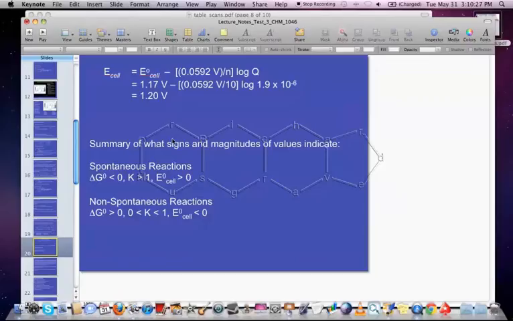Alright, while I've got you here, let me give you a summary of what the signs and magnitudes of values indicate. If we look at delta G naught, delta G naught is less than 0, that's a spontaneous process. E naught cell greater than 0, that's also spontaneous. When K is greater than 1, what we're saying is that there's more products than reactants, so we're looking at that as being spontaneous as well. Non-spontaneous processes, delta G is positive. K is between 0 and 1, and E naught cell is negative. So those are all good to know so that you can make sure that your answers are correct and they're what you expect them to be.